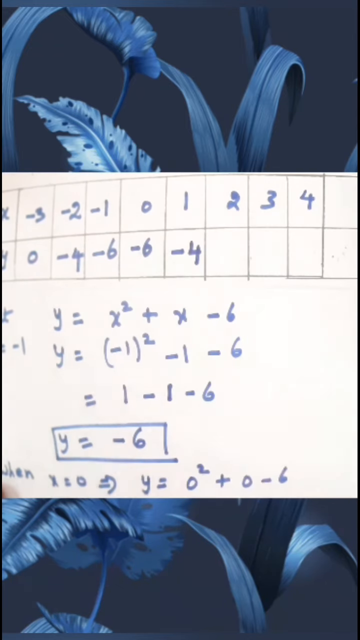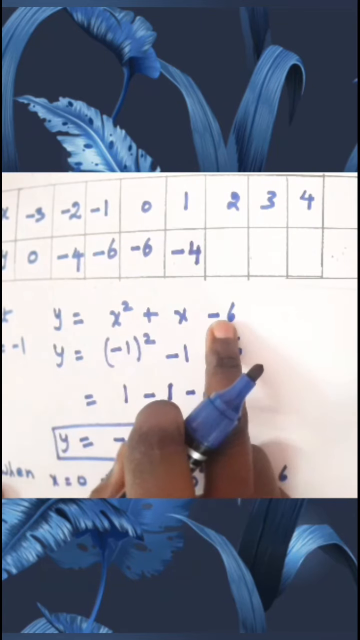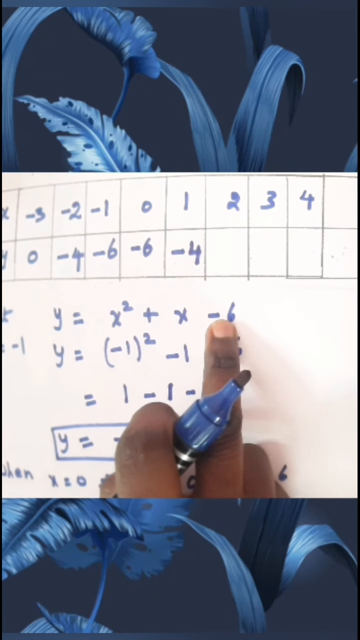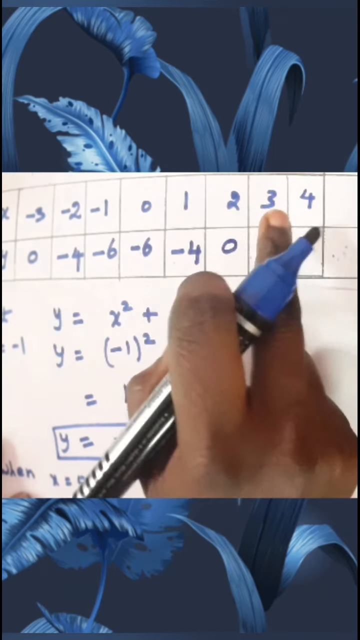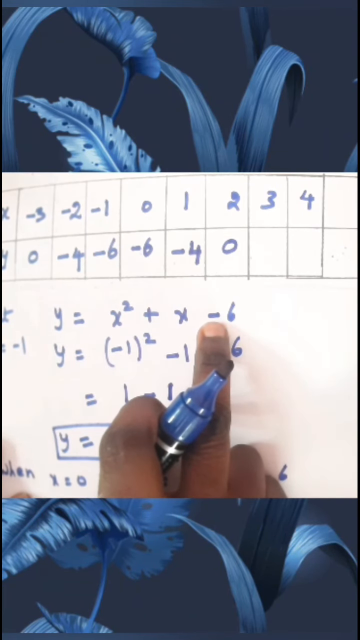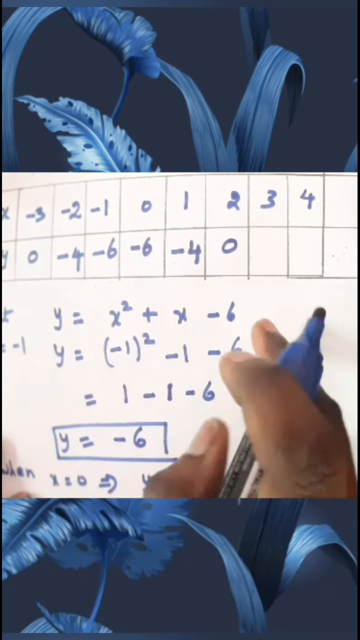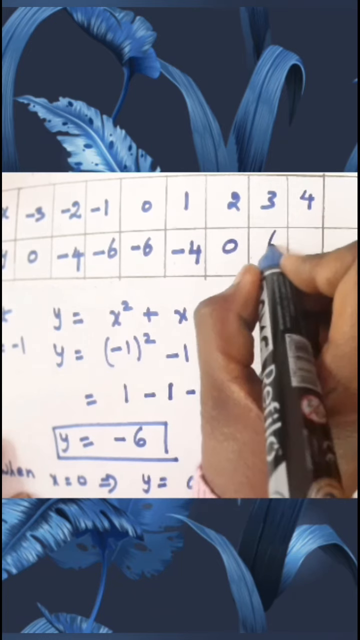It's negative 4. Similarly, put x is 2 in this equation. You will get, when x is 2, the value of y will be 0. And then when x is 3, the value of y will be equal to 6.